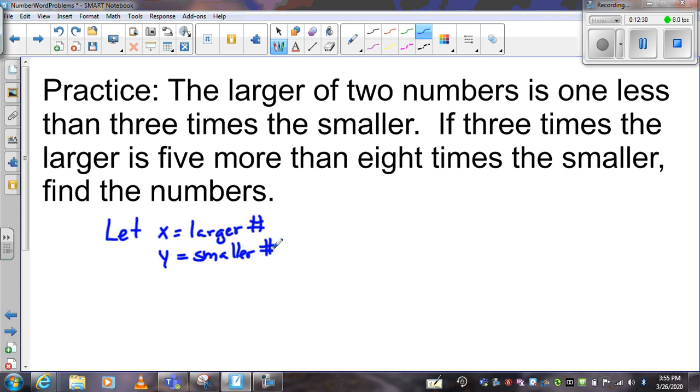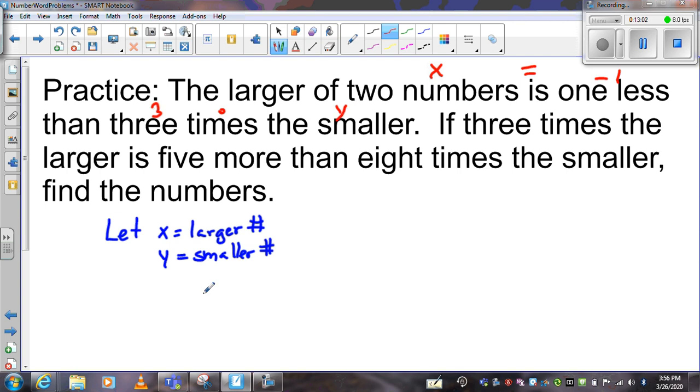Okay, let's go word for word. The larger of two numbers, well I called that x, is, in math, means equals, 1 less than. Now if you remember, less than means you're taking one away from something. It's 1 less than something. So we're going to be minusing 1 from something. So we're minusing 1 from 3 times the smaller.